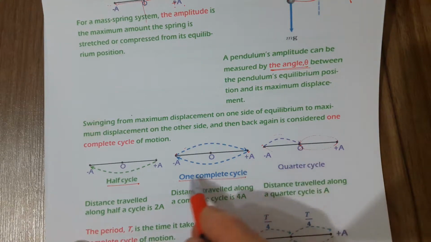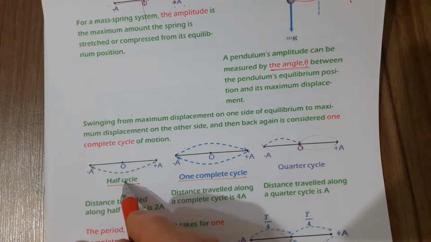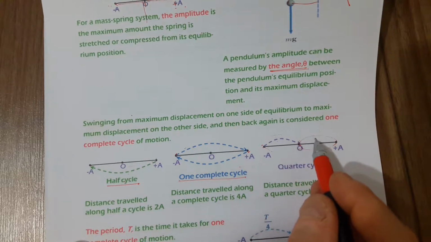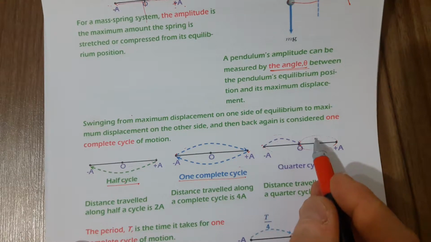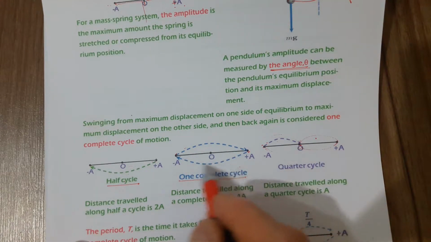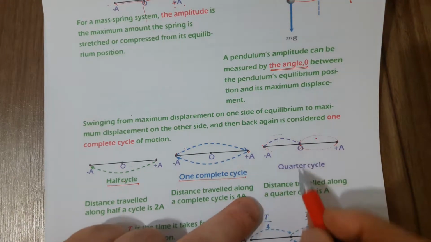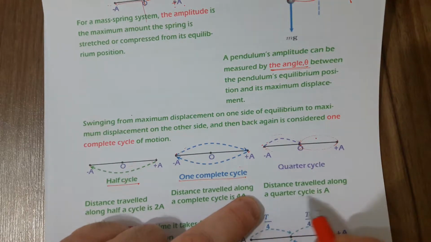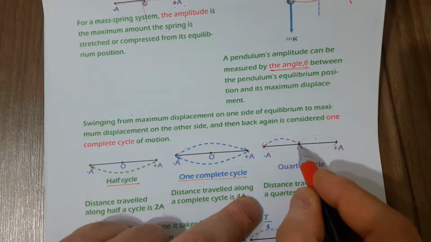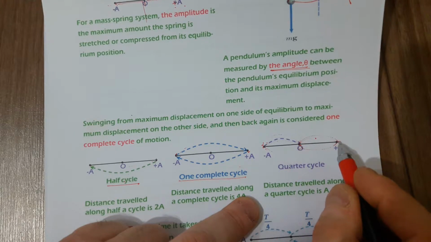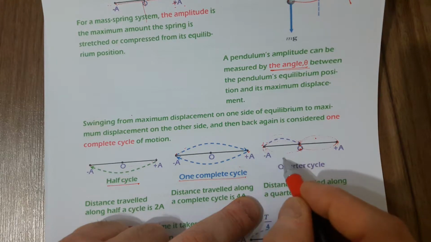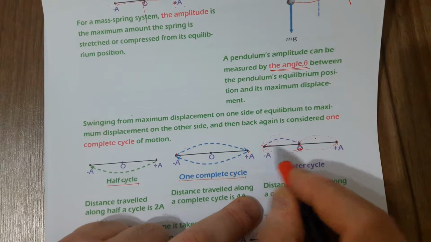So in one complete cycle, there are 2 half cycles. In one half cycle there are 2 quarter cycles, and there are 4 quarter cycles in one complete cycle. So the distance traveled along a quarter cycle is A. How? From negative A to 0, or from 0 to positive A, or from positive A to 0, or from 0 to negative A, the distance traveled by the object is A.